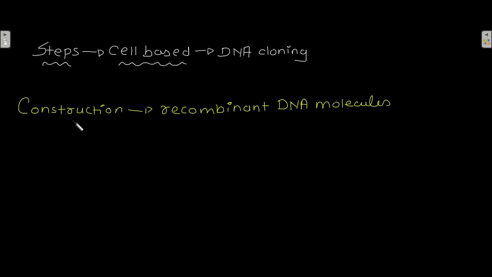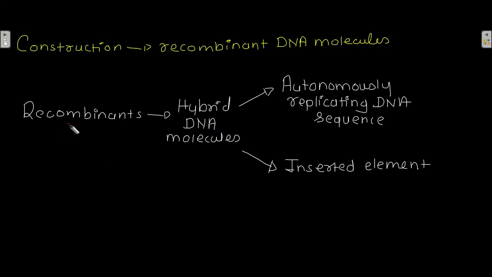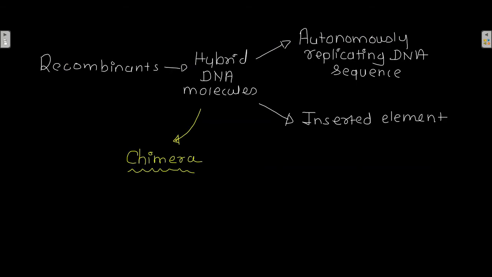Now let's discuss the steps of cell-based DNA cloning. The first step is the construction of the recombinant DNA molecules. These recombinant DNA molecules are hybrid DNA molecules which consist of an autonomously replicating DNA sequence plus an inserted element. These two combine to make a hybrid DNA molecule which we call recombinant DNA molecules or recombinants. Now, such hybrid molecules are also known as chimera.